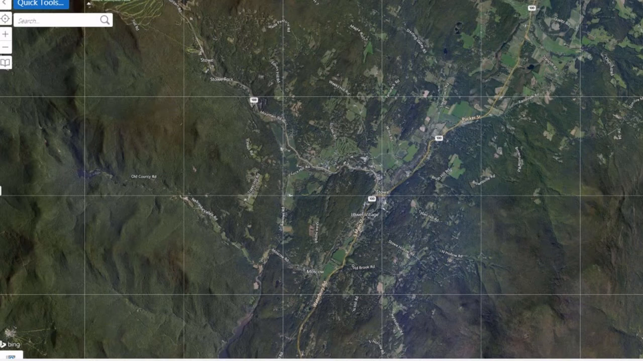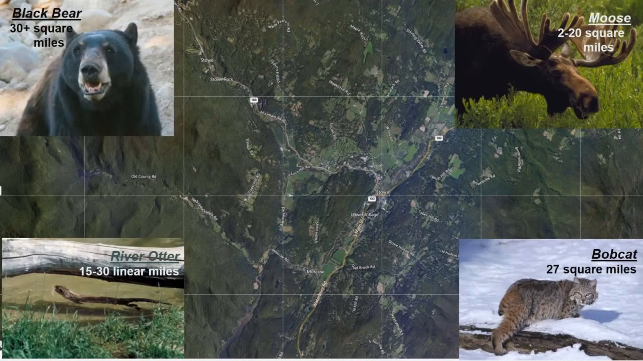But then we can start to break that down and think about how those species are moving from those big blocks, from one big block to another across the landscape, and through these areas that are a little bit more fragmented. Now, we might start by picturing big animals like this that maintain large home ranges, like a black bear that might cover 30 or more square miles, or a river otter that covers 15 to 30 linear miles of river, a moose, a bobcat. These are all animals that cover wide home ranges in their daily or monthly or yearly searches for food or to connect with mates.